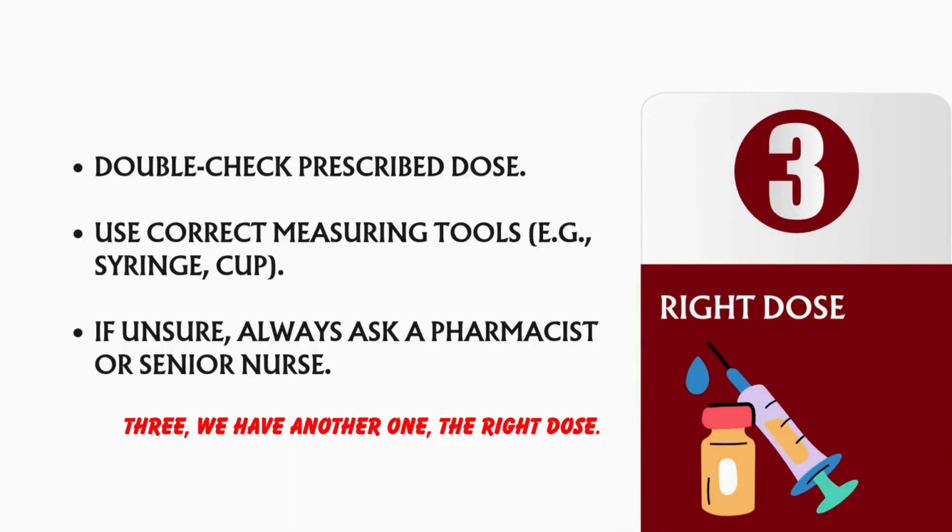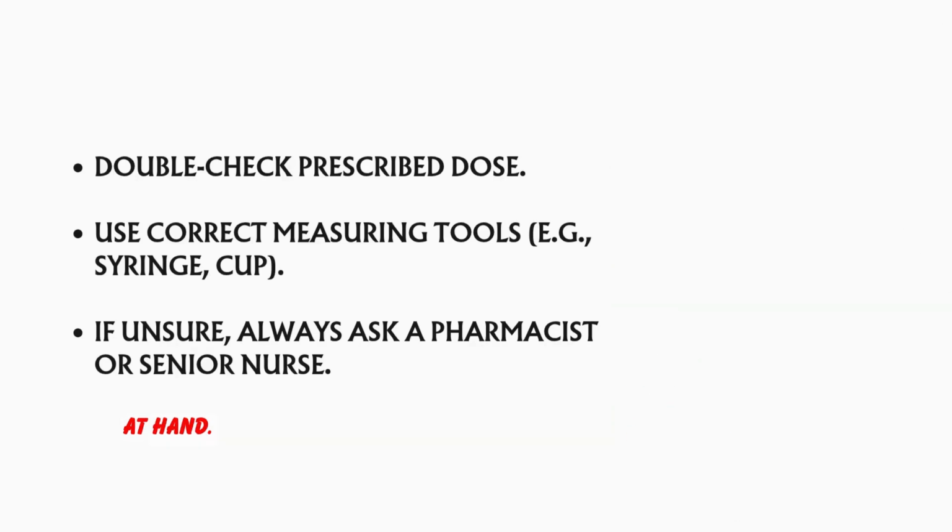3. We have another one, the right dose. Always double check the prescribed dose. Did they say you should give 1 milligram to this patient? Or did they say you should give 2 tablets to this patient? Or did they say you should give 1.5 tablets to this patient? Always double check the prescribed dose. Use the correct measuring tool. And if you're unsure, always ask a pharmacist or a senior nurse at hand.